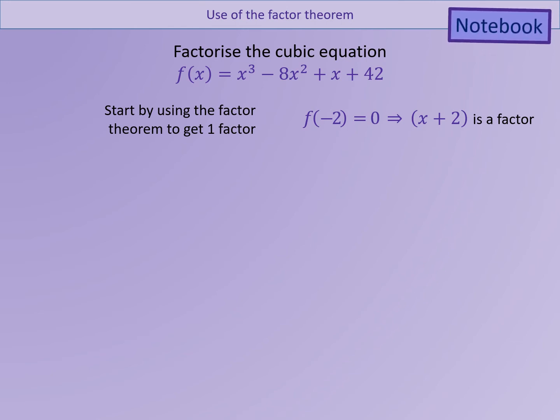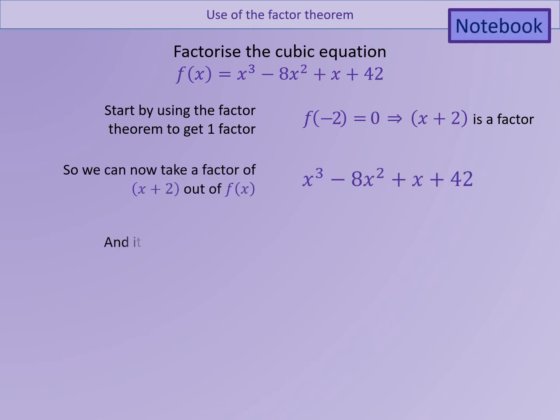And therefore, as a result, it means that x plus 2 is our first factor. So I am going to write my cubic as x plus 2, which is my first factor, and then I am left with a quadratic, because if you multiply a linear bracket x plus 2 by a quadratic bracket ax squared plus bx plus c, that's going to get us back to the cubic that I started with. And my job now is to find the values of a, b and c.